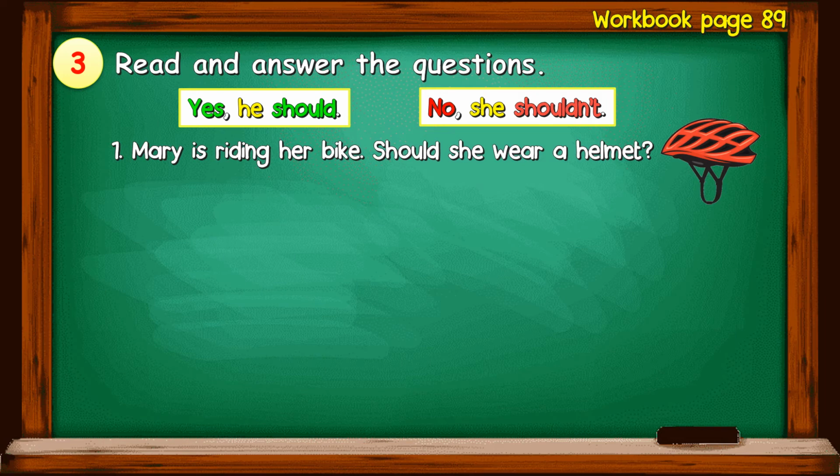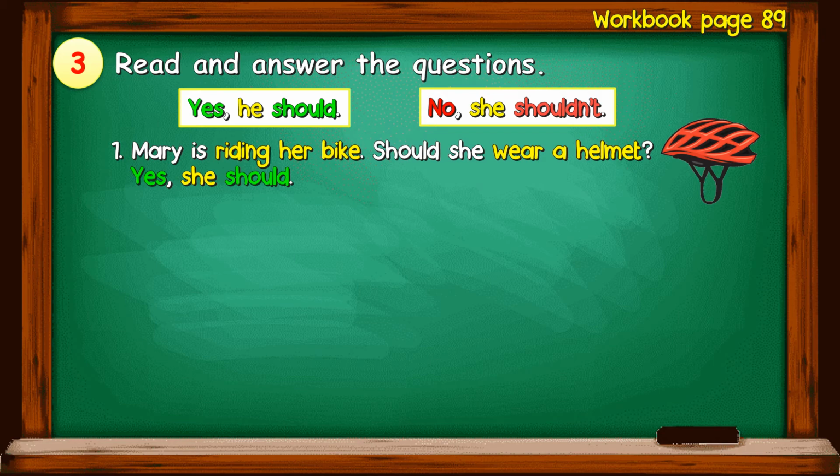So Mary is riding her bike. The main point is riding her bike. Wear a helmet. When you ride a bike, should you wear a helmet? So your answer would be yes, she should. Mary is a girl, so we use she. Yes, she should.